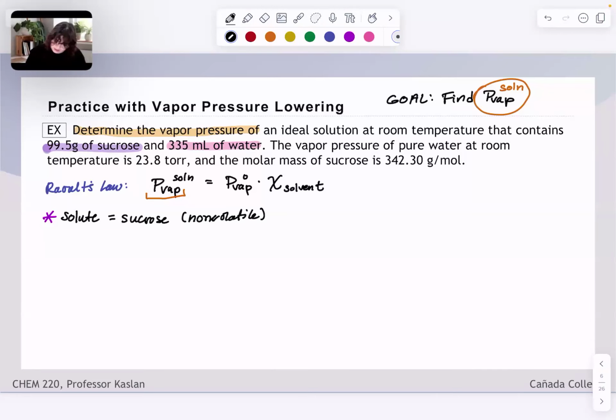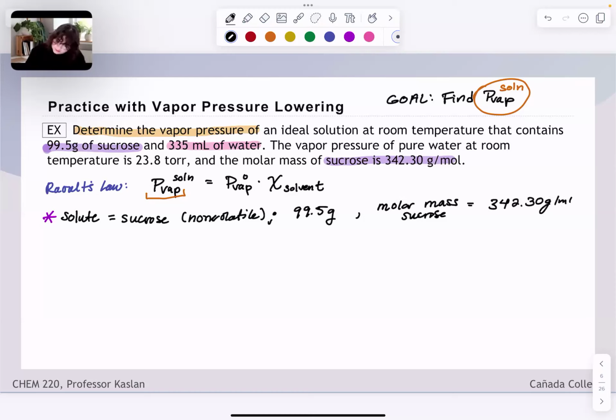And what we were given about the sucrose is that we know that 99.5 grams of it were dissolved to make this solution. I've also provided some other information about sucrose here. I know that the molar mass of sucrose is 342.30 grams per mole. All right.